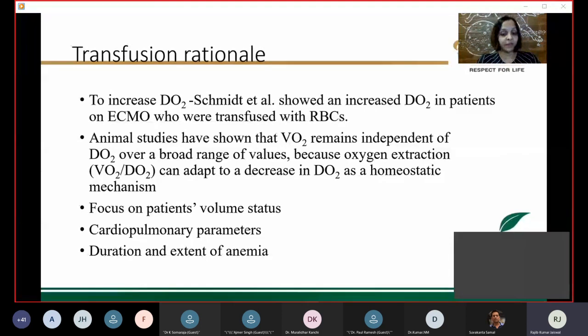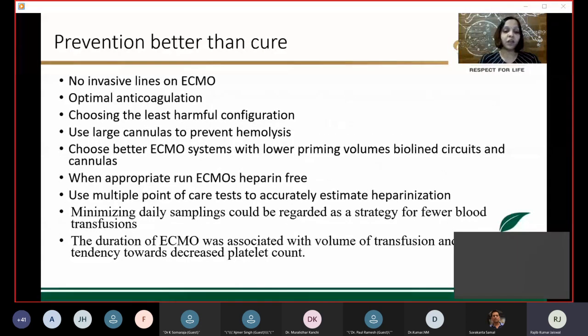Prevention of bleeding is definitely the way to limit transfusion requirements. No invasive lines on ECMO, optimal anticoagulation, choosing the least harmful configuration, using large cannulas to prevent hemolysis, insertion of cannulas under ultrasound guidance to prevent injury to vessels, better ECMO systems with lower priming volumes, bioline circuits and cannulas. When appropriate, run ECMO heparin-free. Use multiple point-of-care tests to accurately estimate heparinization.